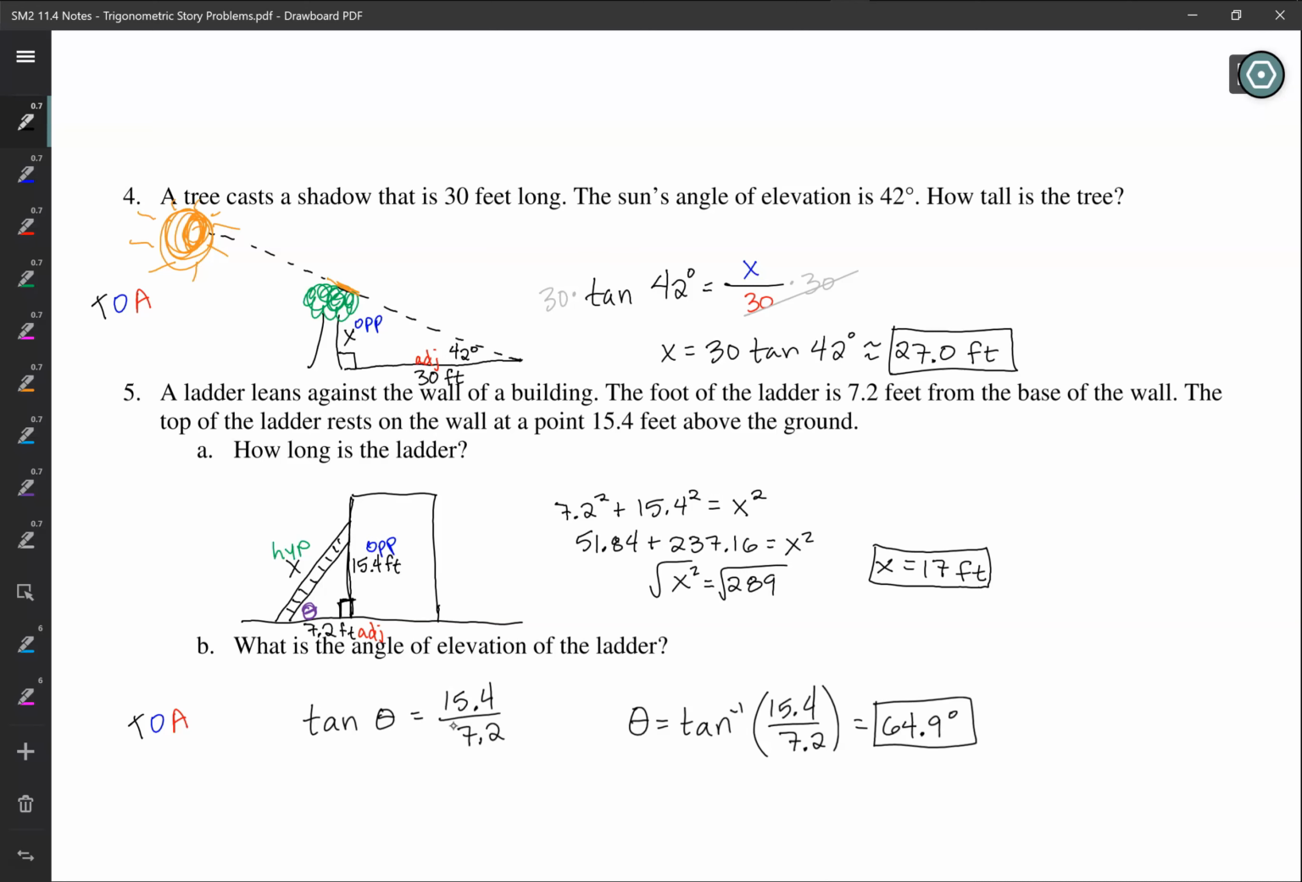So draw the picture, think about what you're trying to figure out. If you know two sides and you want the third side, Pythagorean theorem. If you know one side and the angle and you want another side, use sine, cosine, or tangent. If you know two sides and you want an angle, use inverse sine, inverse cosine, or inverse tangent.